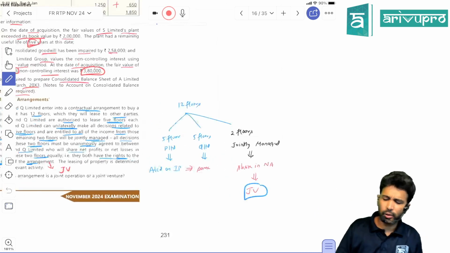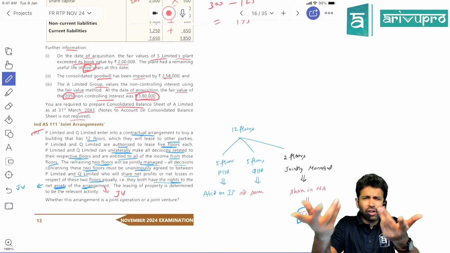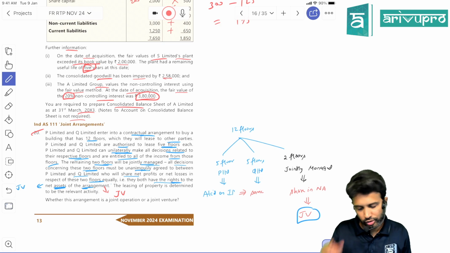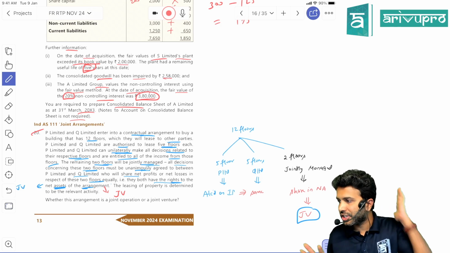So that means this will be a joint venture type of joint arrangement. And for joint venture, we know what to do. We have to follow the equity method, right? That accounting they have not asked. They only asked whether this is a JO or a JV. So since the share in net assets is given, this becomes a joint venture question.